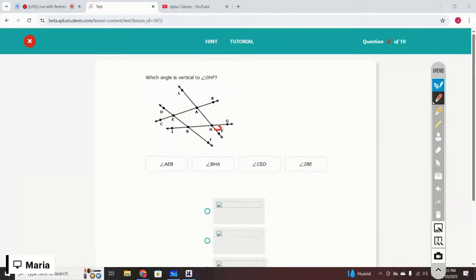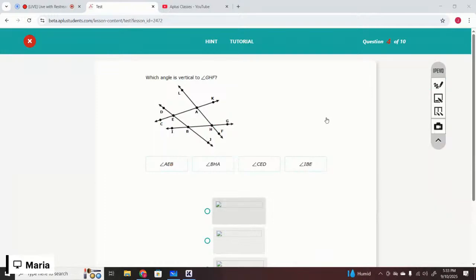The vertical angles are the angles formed by two intersecting lines, right? So this is the intersection point. The vertical angle is AHG. Now I don't know. No, that is BHA. Option number 2 is the correct option. That is BHA.